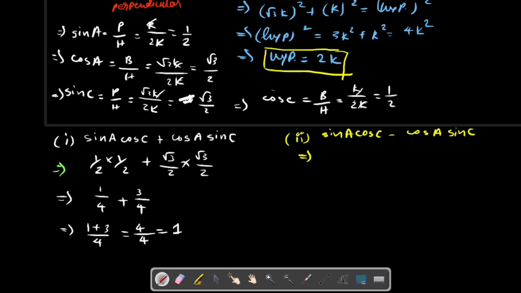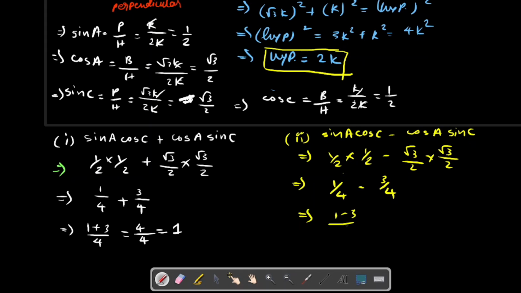Here sine A is 1 upon 2, cos C is 1 upon 2, minus cos A is root 3 by 2 multiply sine C, which is also root 3 by 2. Similarly, this becomes 1 upon 4, this becomes 3 upon 4, which is 1 minus 3 upon 4, and then the value becomes minus 2 upon 4. 2 2s are 4, so the value becomes minus 1 upon 2. Right, so this is the solution of our second question. I hope you got it here.